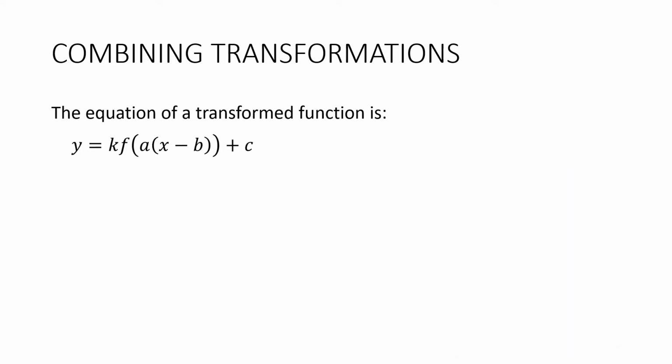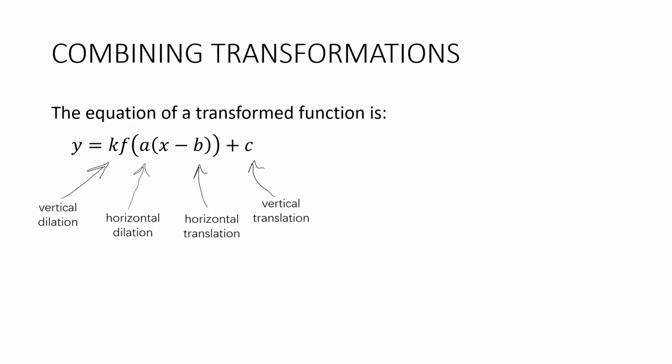The equation of a transformed function is y = k × f(a(x - b)) + c. The k, of course, is a vertical dilation, scale factor k. The a is a horizontal dilation, scale factor 1 on a. The b is a horizontal translation, b units to the right. And c is a vertical translation.